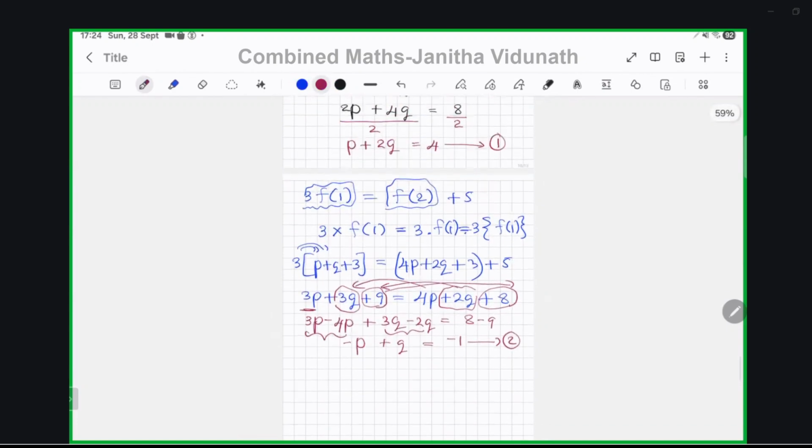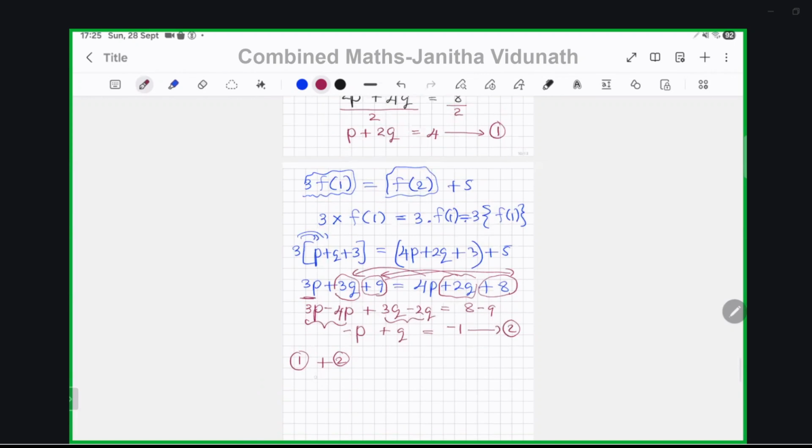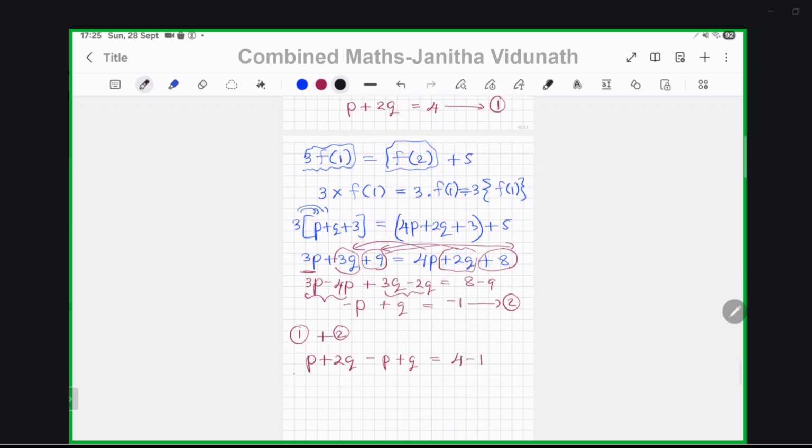Now we can solve those two equations and get the values of p and q. By adding the first equation and the second equation, we can get the value of q. On the left hand side we have p + 2q and -p + q, and on the right hand side we have 4 - 1. These two p terms cancel out, and we have 3q on the left and 3 on the right. Then q is equal to 1.